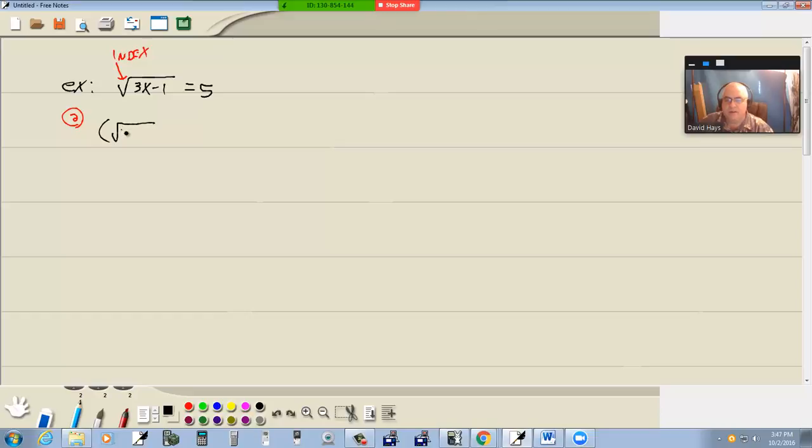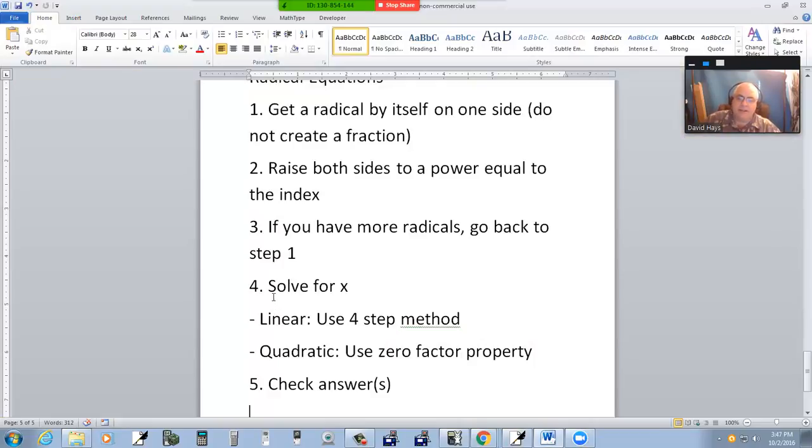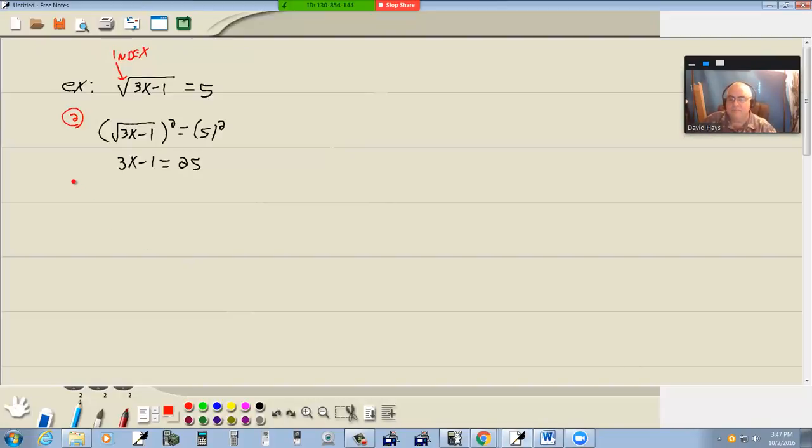So we got square root of 3x minus 1 squared is equal to 5 squared. Now the square root and second power cancel each other, so that gives us 3x minus 1 equals 5 squared, which is 25. Now step 3 says if you have more radicals, go back to step number 1. We don't have any more. Step 4 says solve for x. And this is a linear equation because we've got x to the first power. So get rid of parentheses, don't have any. Get rid of fractions, don't have any. Get everything with x on one side, numbers on the other. So I'll take negative 1 over.